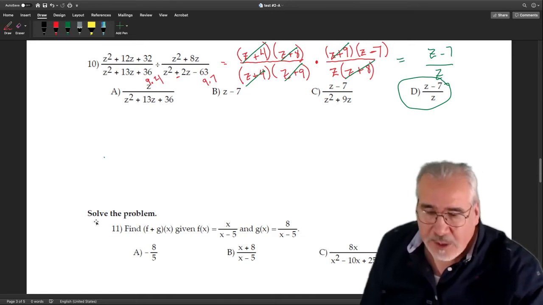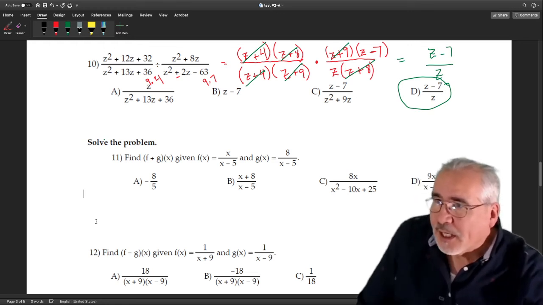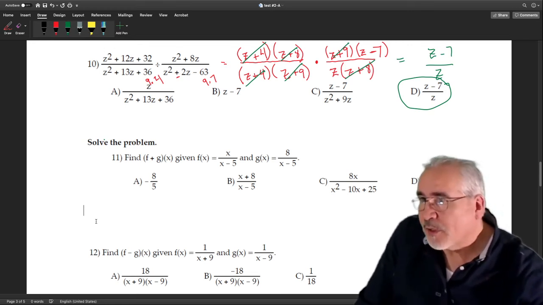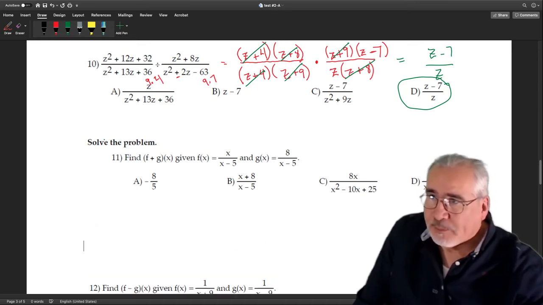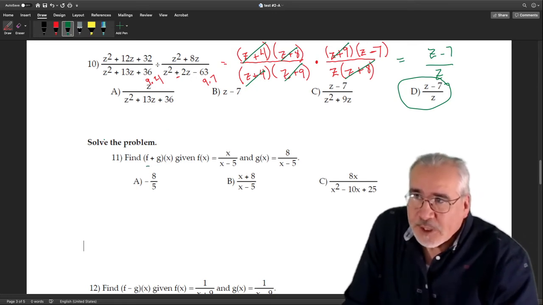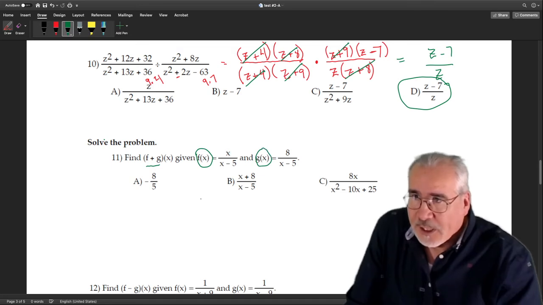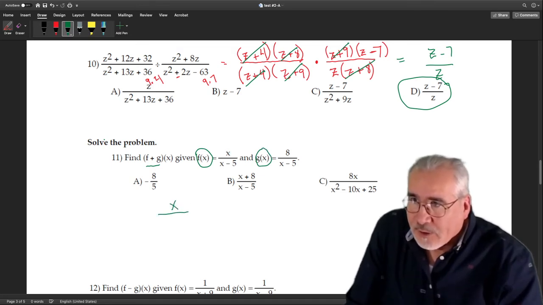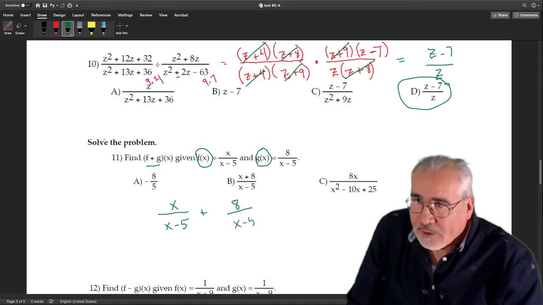We didn't need all this space down here, so let's take some of this out. And so now this one is a combination. We're going to be asked to add fractions, so common denominators. But also the symbols here. f plus g of x means that we're going to take the f function and add it to the g function. So we're going to take x over x minus 5 plus 8 over x minus 5.